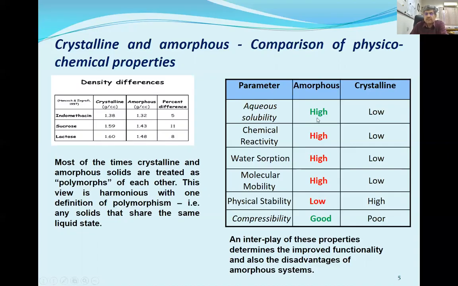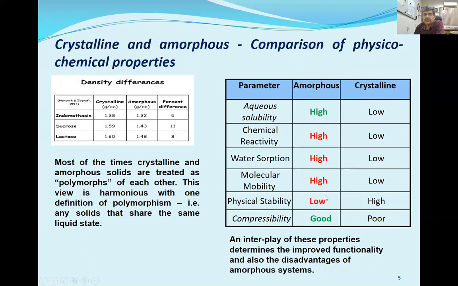So we have listed some of the properties in green color, and some of them in red color. The ones in green color can be exploited in some fruitful manner for pharmaceutical application, which means the higher aqueous solubility can be exploited for increasing the oral bioavailability, whereas the compressibility could mean that you have a better tabletability. An interplay of the above properties determines the improved functionality, and it also gives the disadvantages to the amorphous system.